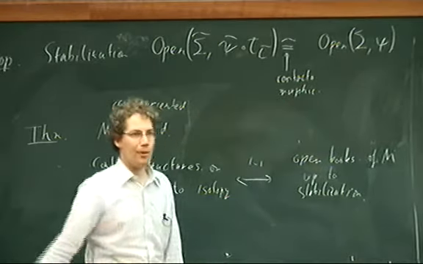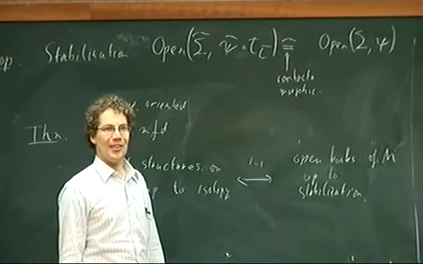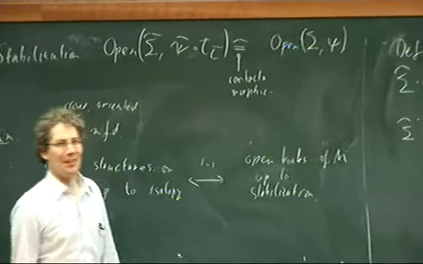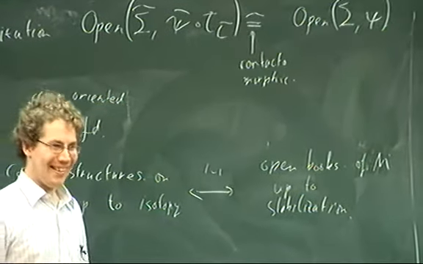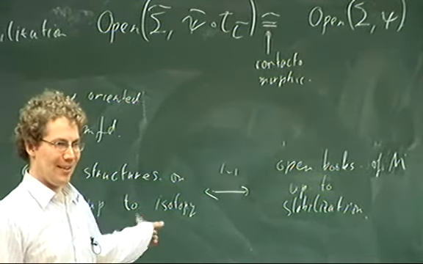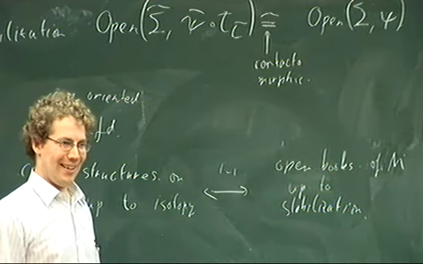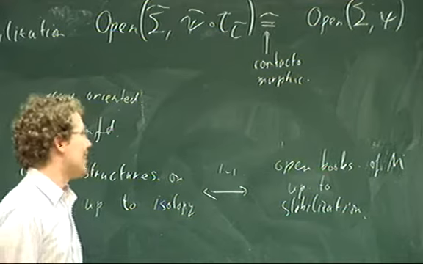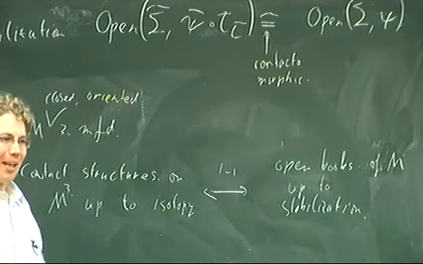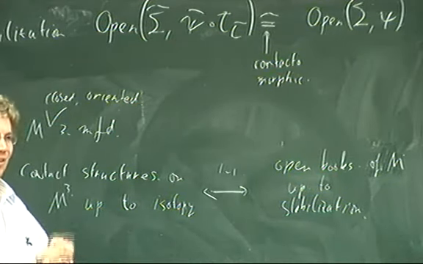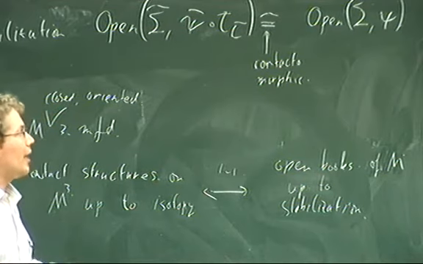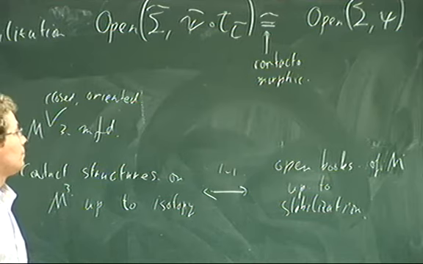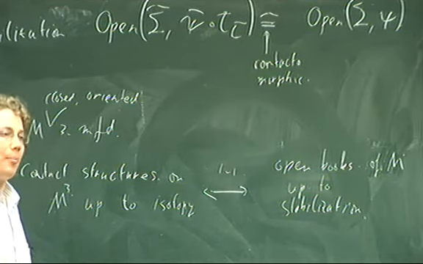I hope this answers your question. If it doesn't, then please clarify your question. Is this your question, or does this answer your question? What I'm saying is that the open book is not unique. We can attach handles if we want, and then we need to change the monodromy, and we keep the same contact structure, but that's the only way in dimension 3.